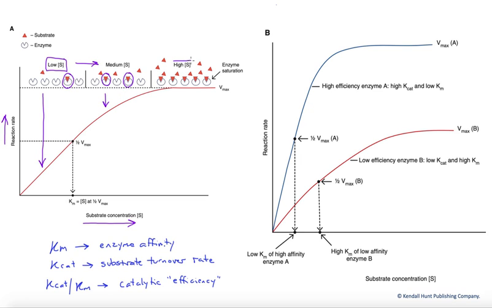Finally, over here at a high concentration of substrate, we have the potential to reach this sort of saturation of the enzyme where all binding sites are bound by substrate. And we reach what's called Vmax, or the maximum reaction velocity.